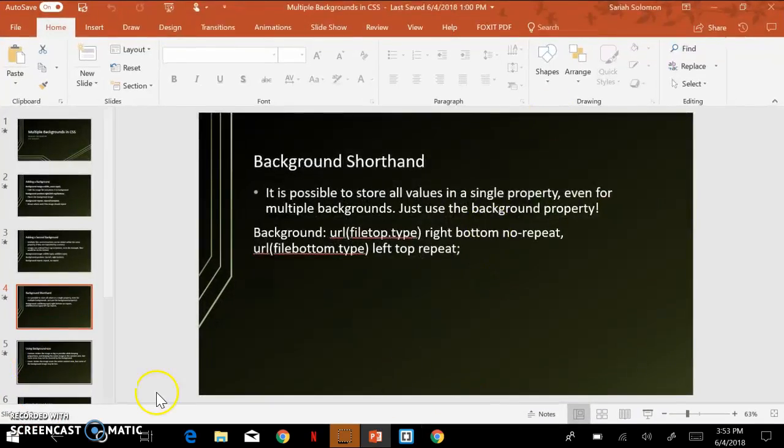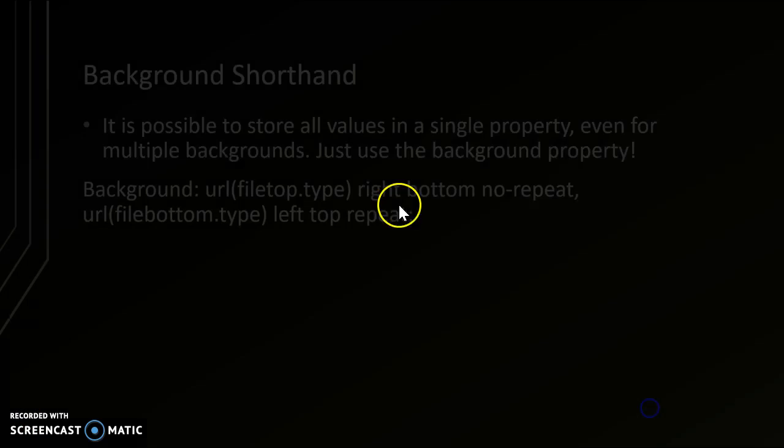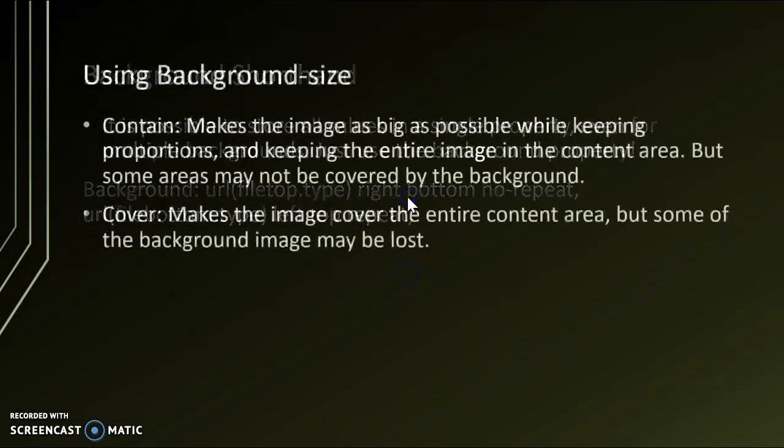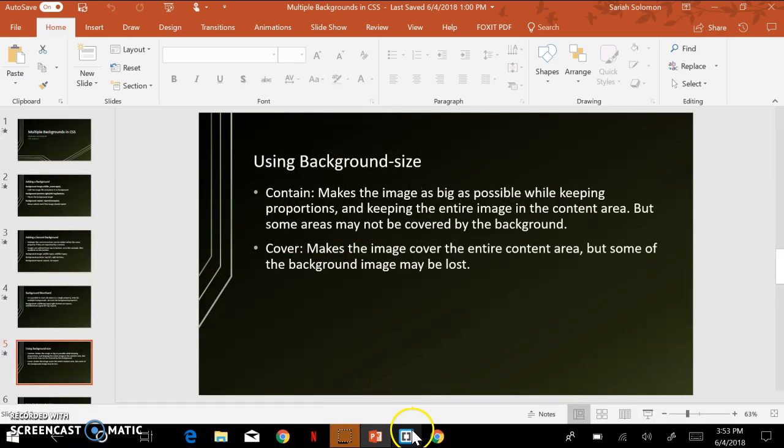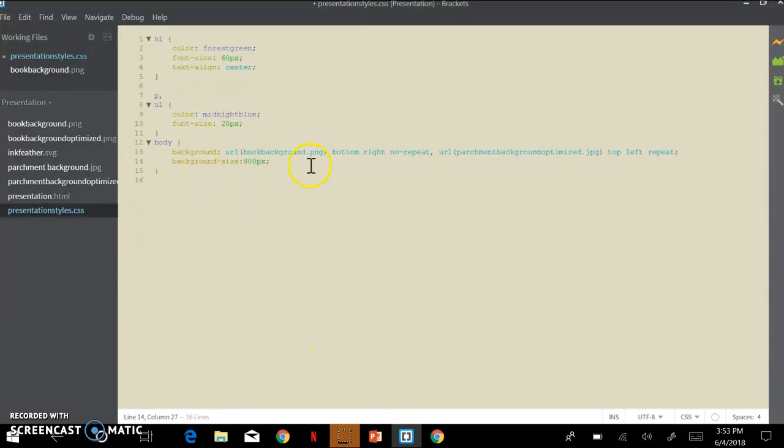So then our next step is we're going to use the background size property a little bit more because there's more that we can do with it. We can contain the image, which will make it as big as possible while keeping the proportions, but it'll keep the entire image in the content area. Whereas cover will make it cover the entire content area even if some of the background image is lost. So we're going to play a little bit more with this parchment one.